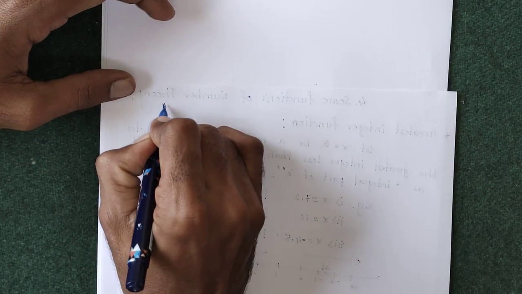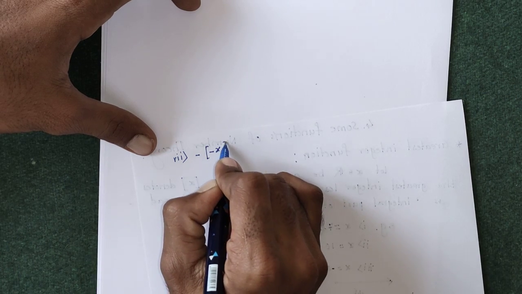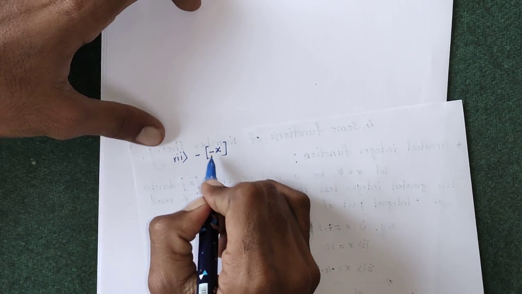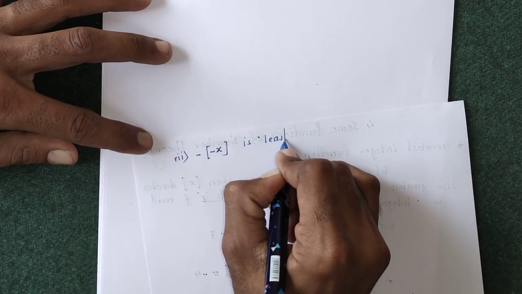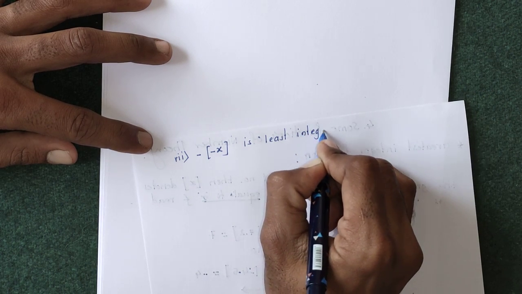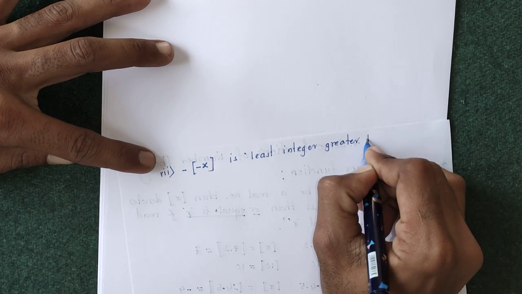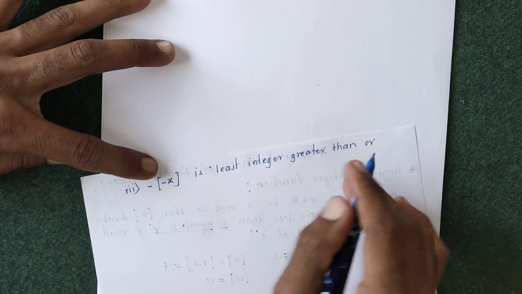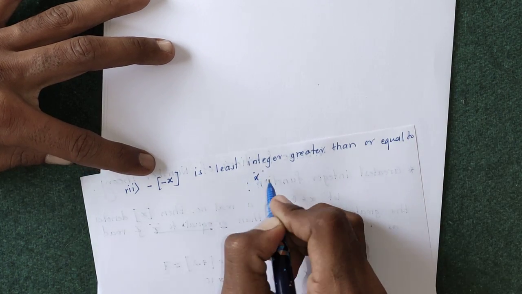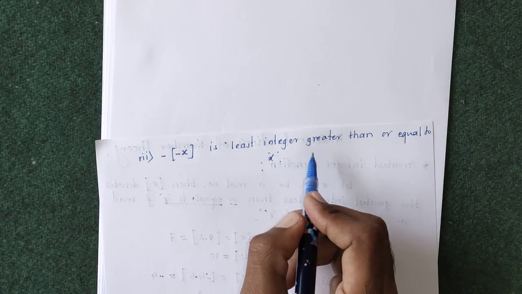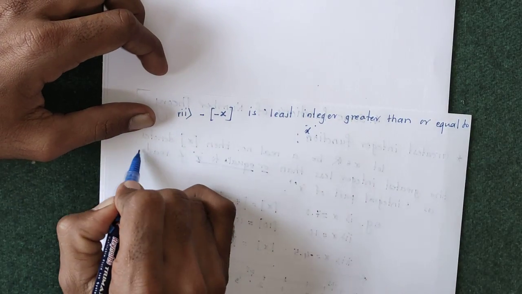Seventh, and the last property of this theorem: the negation of the integral part of minus x, that is minus of the integral part of minus x, is the least integer greater than or equal to x. So, we are going to prove these properties one by one.